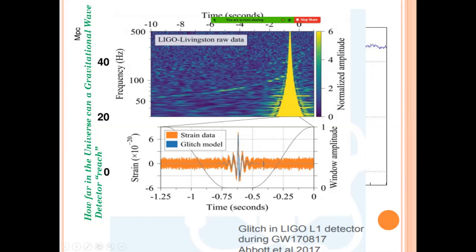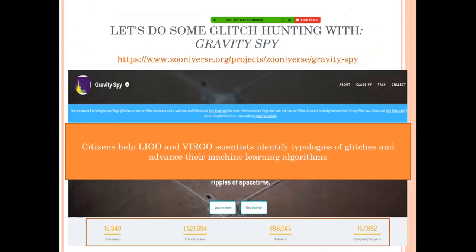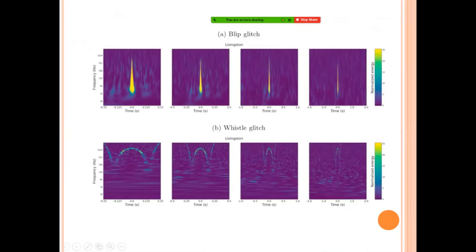So what is the next step for us to do? The next step is to go, as we did yesterday with our students, to do glitch hunting with Gravity Spy here. We have different typologies of glitches that we, citizens, have identified, such as the blips. So you see a blip that has short duration here, but a broad range of frequencies. You see a whistle, which has a larger duration and a smaller range of frequencies, which are usually higher, and other sources that you saw yesterday.